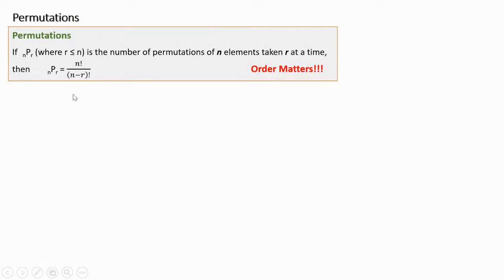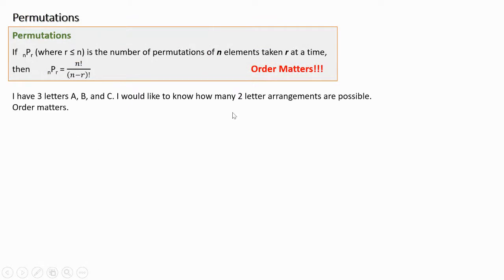Now, these are called permutations. For permutations, the order matters. For example, I have three letters, A, B, and C. I would like to know how many two-letter arrangements are possible. Here the order matters. For example, AB and BA are two different orders. So it can be AB, BA, AC, CA, BC, and CB. So the answer is 6.